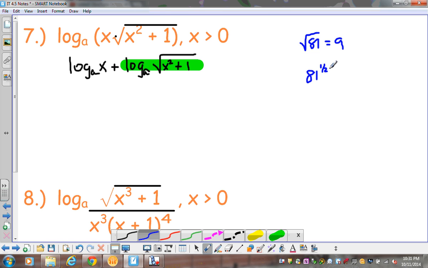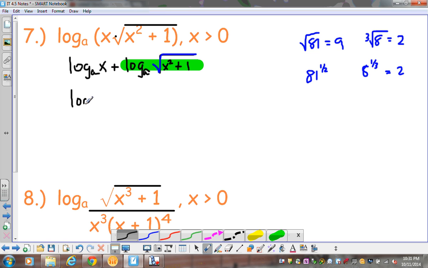Or if you have the cube root of something, say the cube root of 8, which is 2, that's the same thing as taking 8 and raising it to the 1/3 power, which would also be 2. So the square root of something is the same as raising it to the 1/2 power. Over here, I've got the square root, so instead of writing it as a square root, I'm going to write it as x squared plus 1 raised to the 1/2 power.